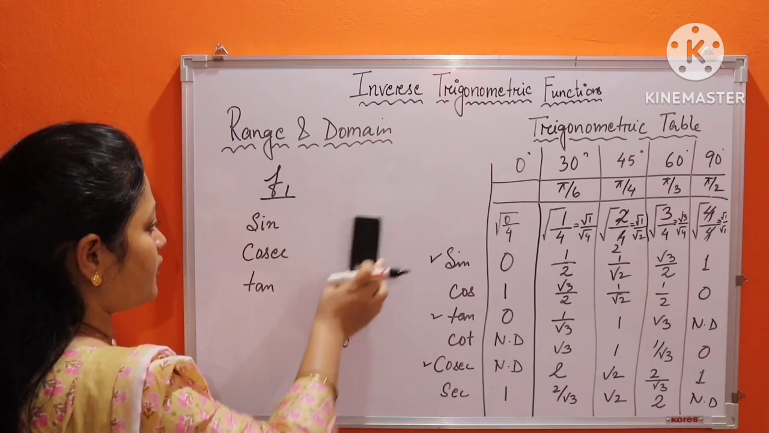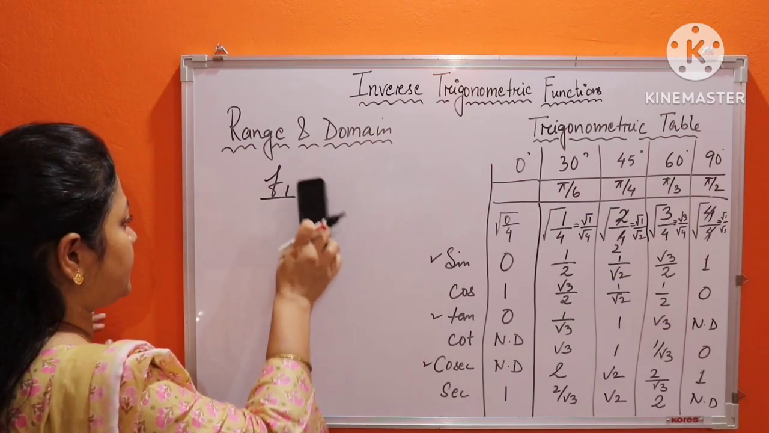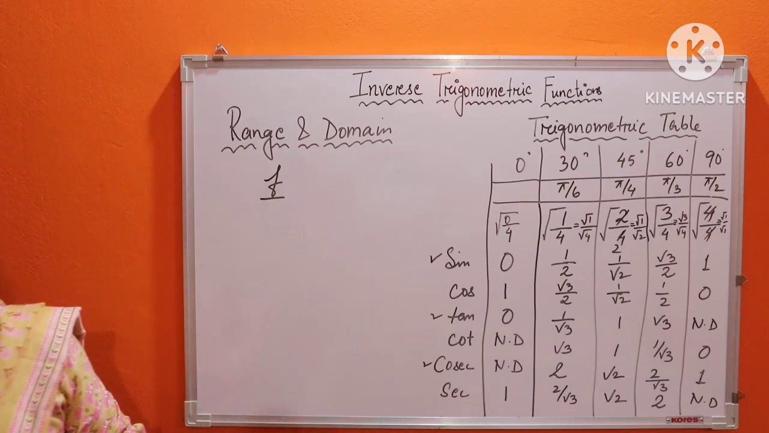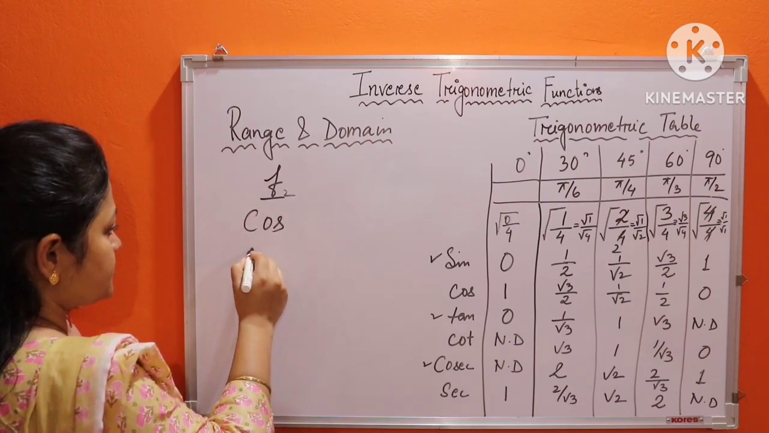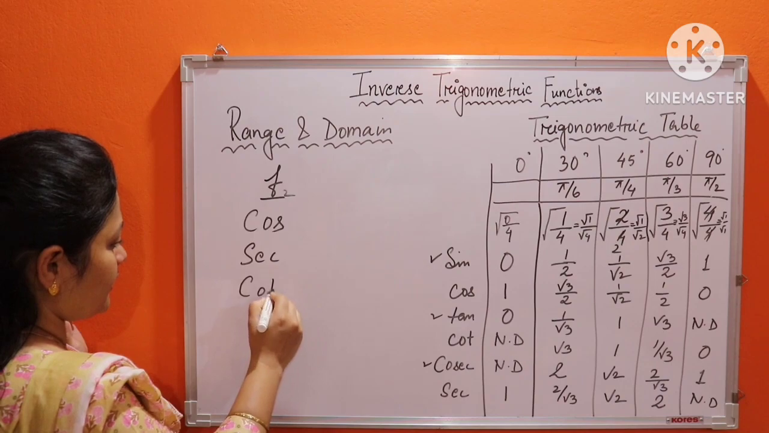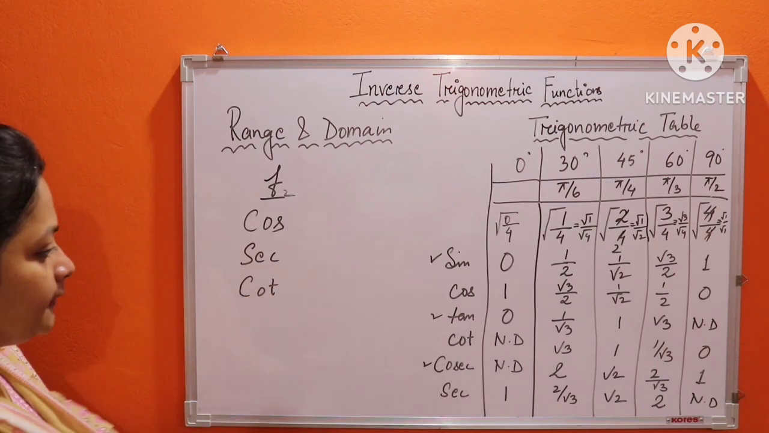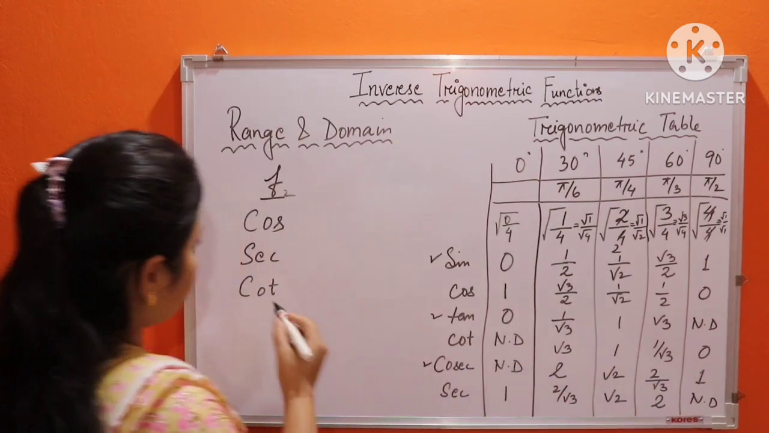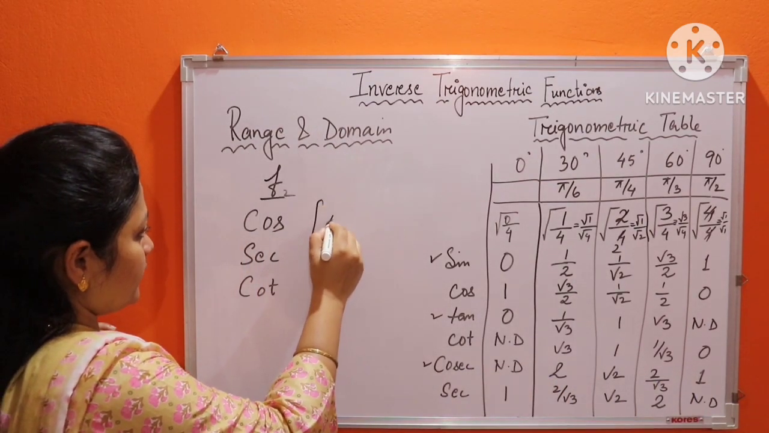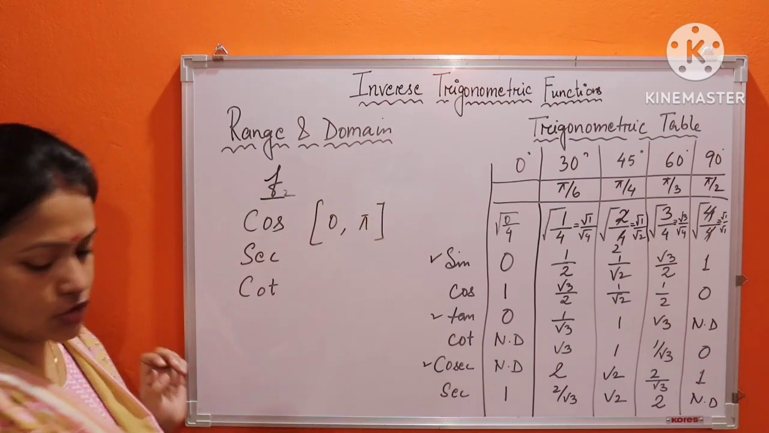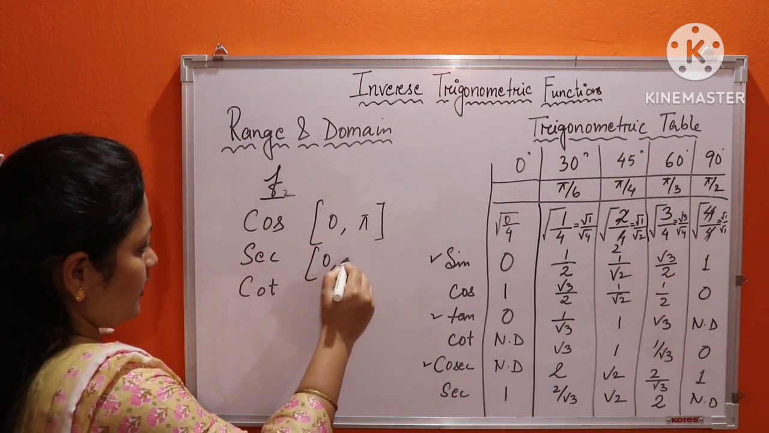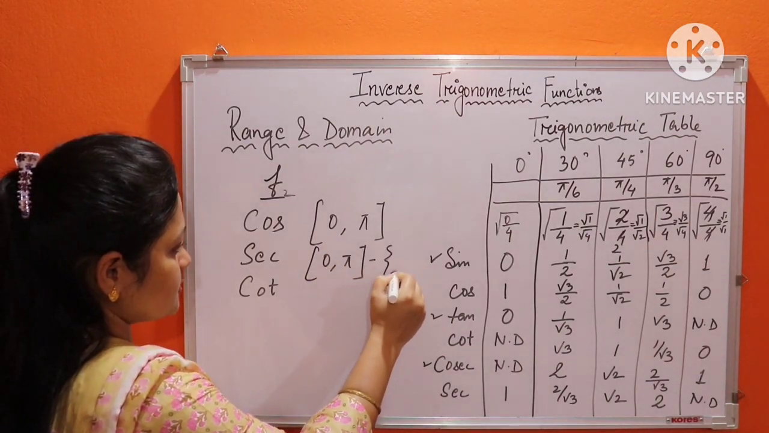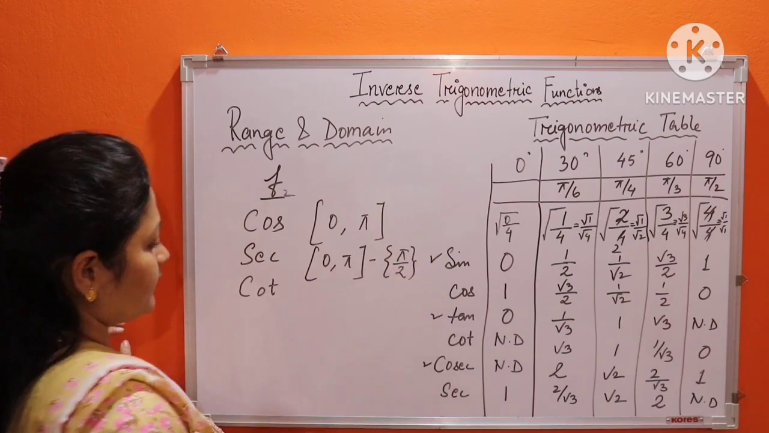Next, let us understand the range and domain for the second family, that is the cos family: cos, sec and cot. For cos, the range and the domain is 0 and pi under a closed bracket. For sec, 0 and pi, and pi by 2 will be cancelled.